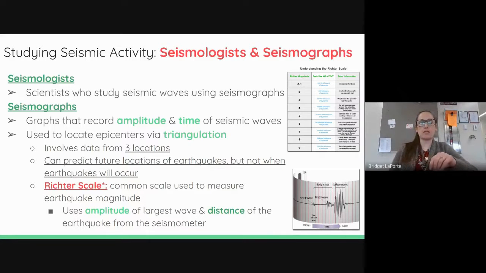And basically it lets us know the magnitude. So it's going to look at the amplitude of the biggest wave that gets released from that focus and the distance that earthquake was from where we're measuring it. All right, and that's going to give us that. And so you can see here in the upper right-hand corner on the top, you can see the range of the Richter scale of magnitude there.